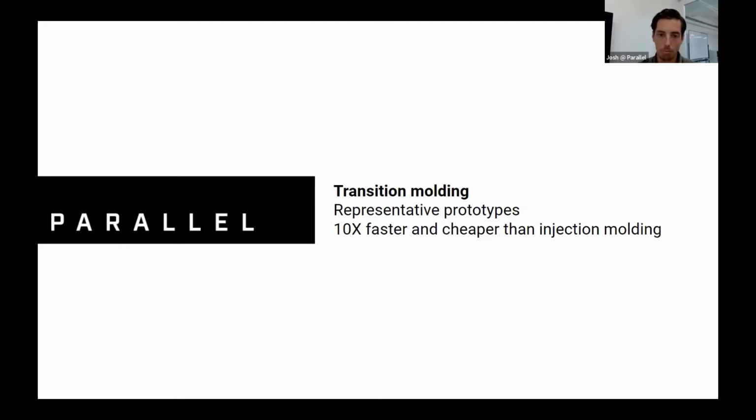So we have our own proprietary technology here that we call transition molding. And what we can do is we can create representative prototypes 10 times faster and cheaper than injection molding, allowing you to iterate through the design process, but still retain the performance that you would see in an injection molded product.